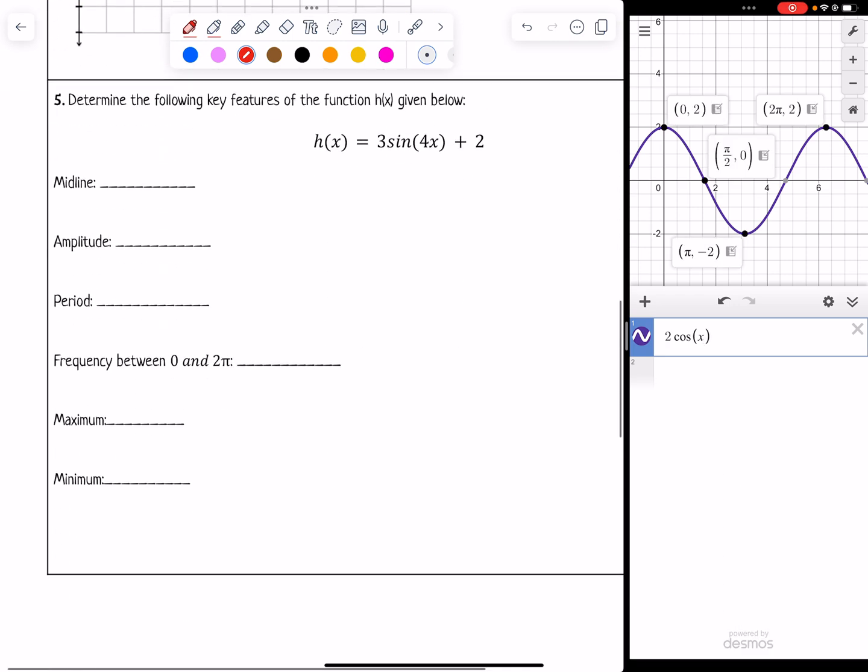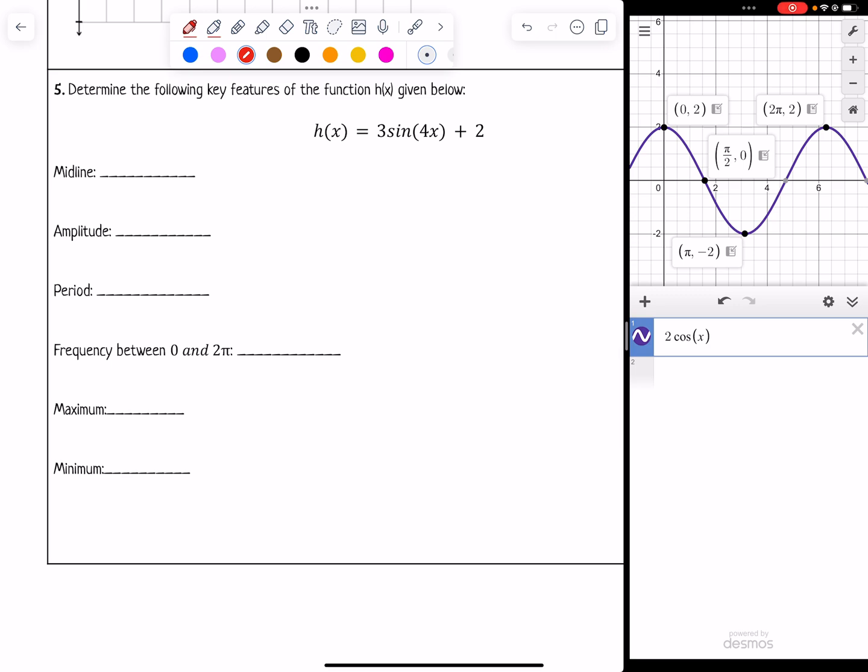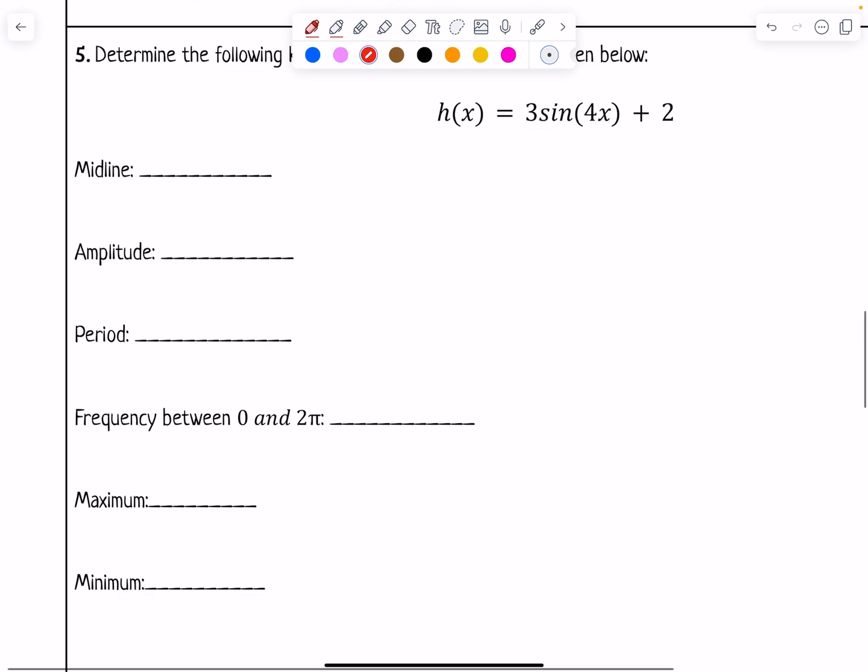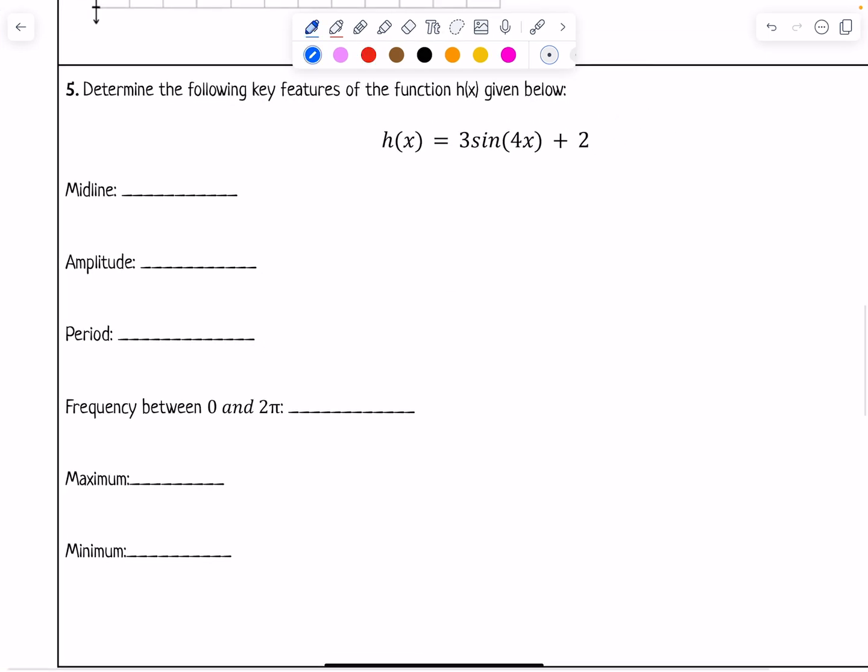All right, last but not least, we have number 5. Determine the following key features of the function h of x given below. h of x equals 3 sine 4x plus 2. The midline always goes with your vertical shift. So I know the midline is y equals 2. You have to put y equals because it's a line. You can't just put the 2. That would not be correct. Amplitude is your a value, but it's always positive. So that's just the 3.